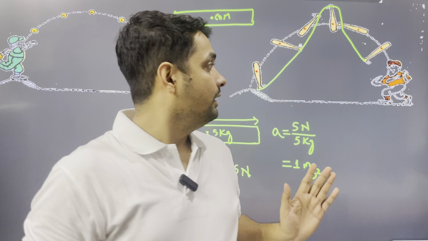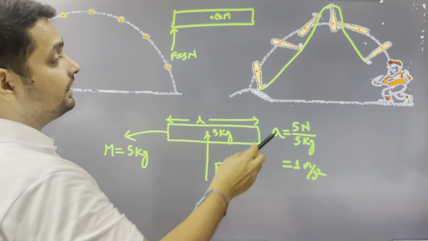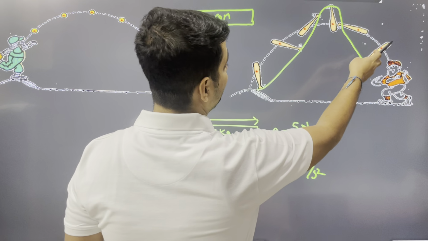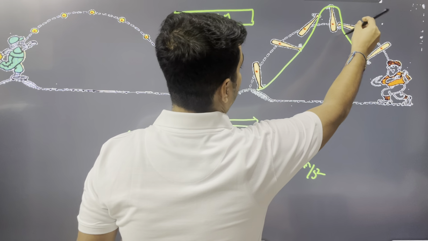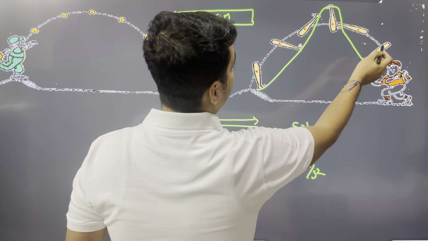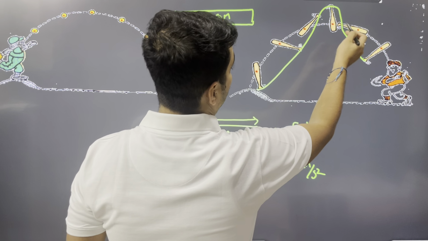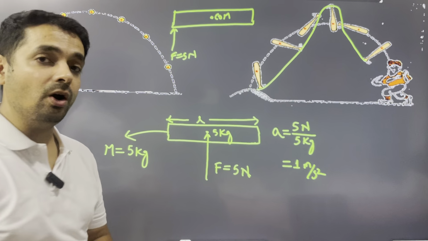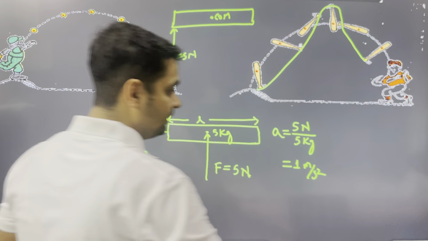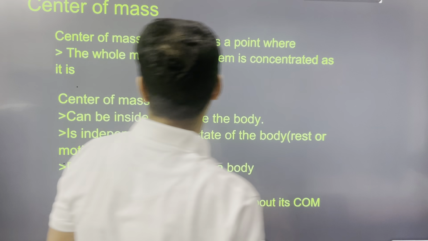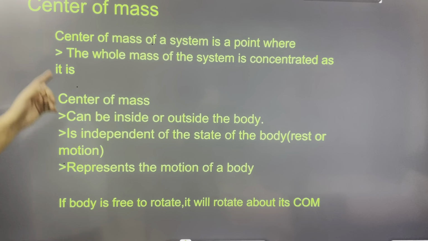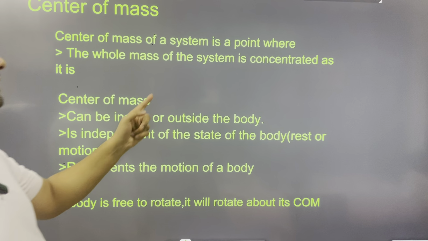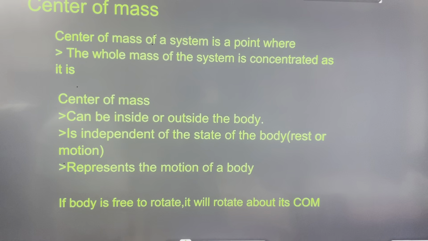Okay, now here you can see, when I project one extended body in this way, it is rotating like this. You can observe that the whole body is rotating about this red dot, and this red dot is nothing but the center of mass. So we can say that the center of mass of a system is a point where the whole mass of the system is to be concentrated.